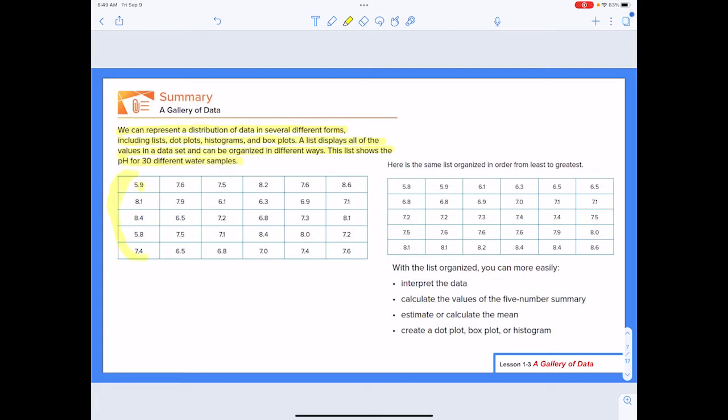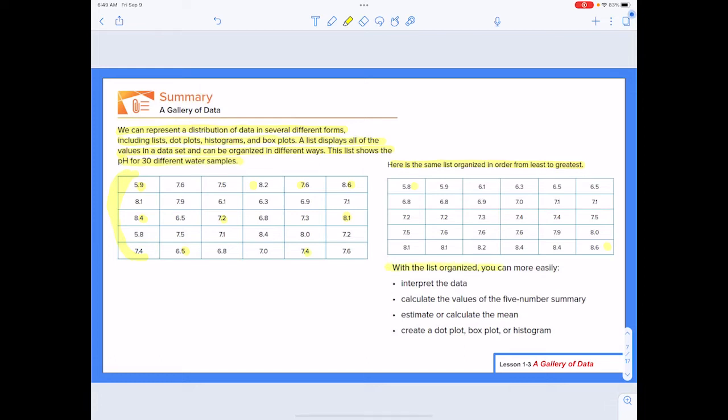And we can see we have 5, we have 7 there, 7 there, 6 there, 8 there. They're kind of all not organized, aren't they? They're all over the place. But here is the same list organized in order from least to greatest. We got 5, and then we get larger all the way to 8.6.